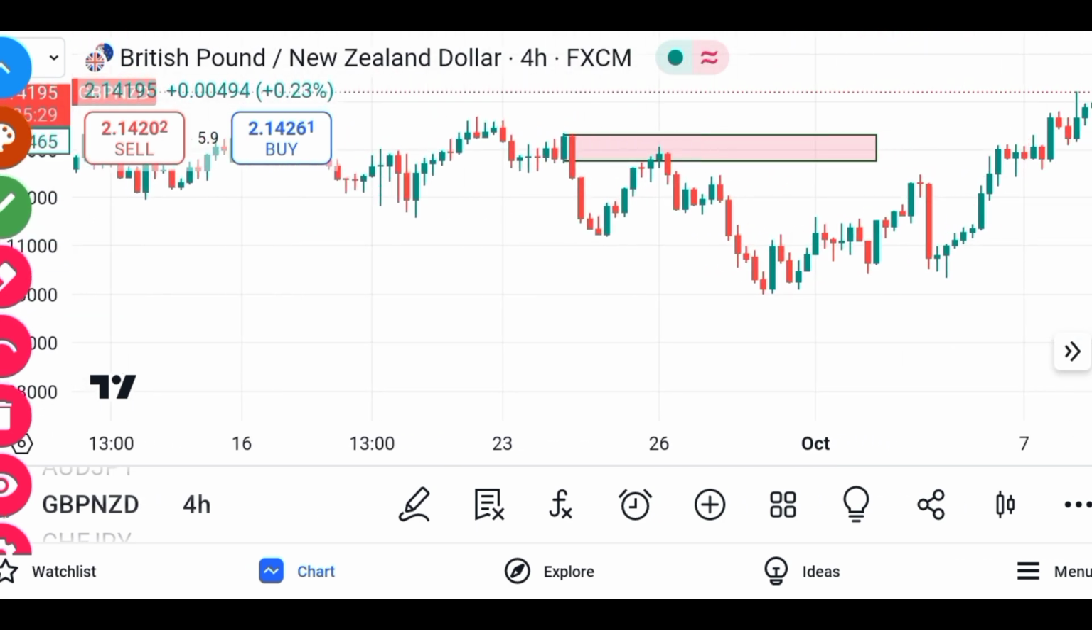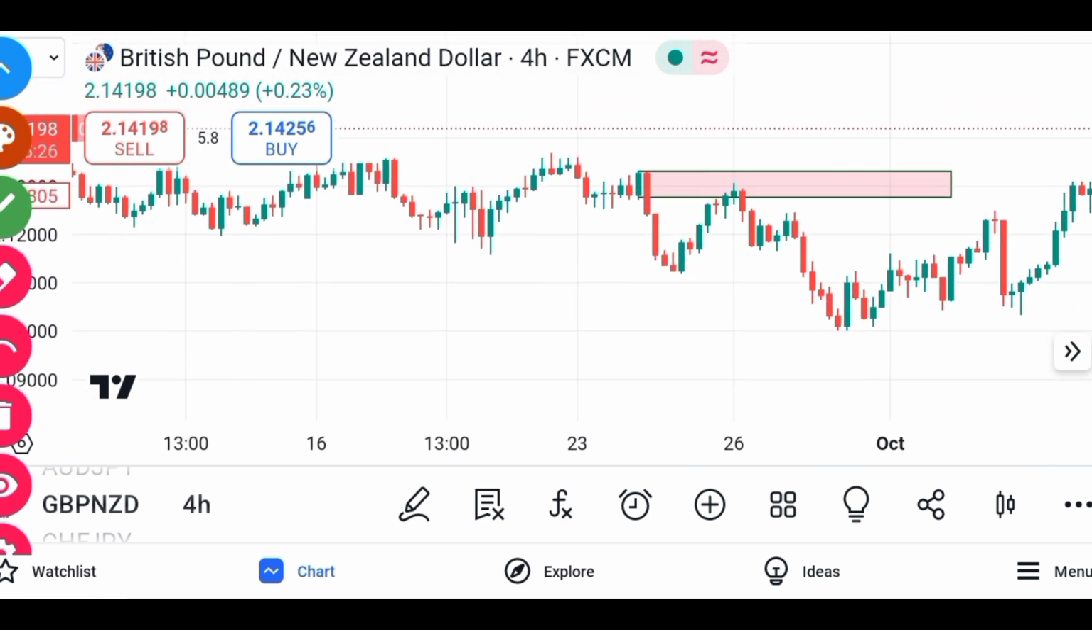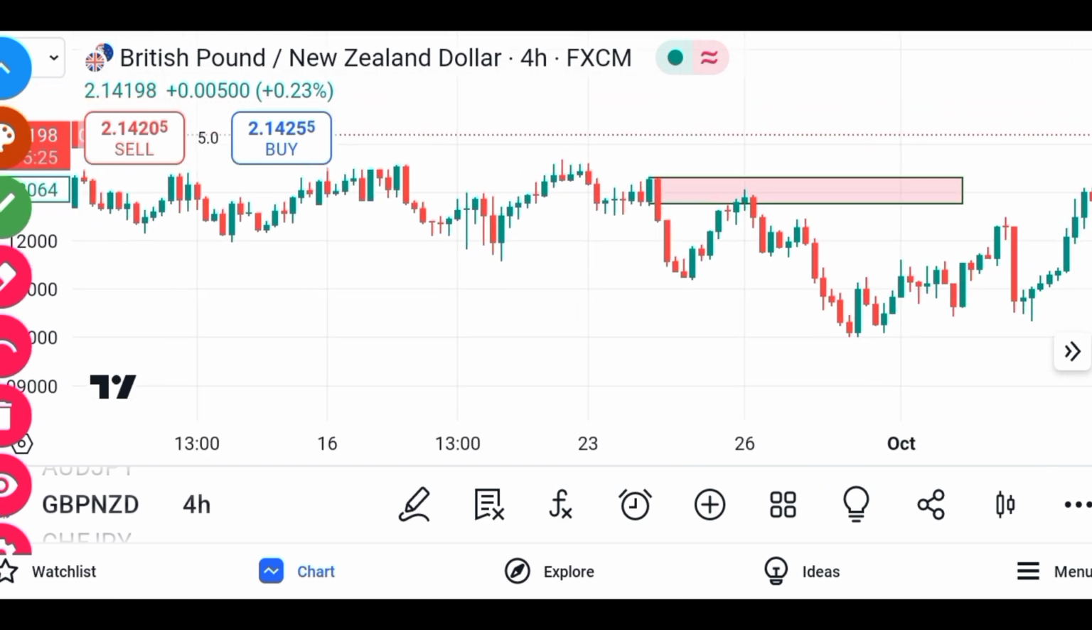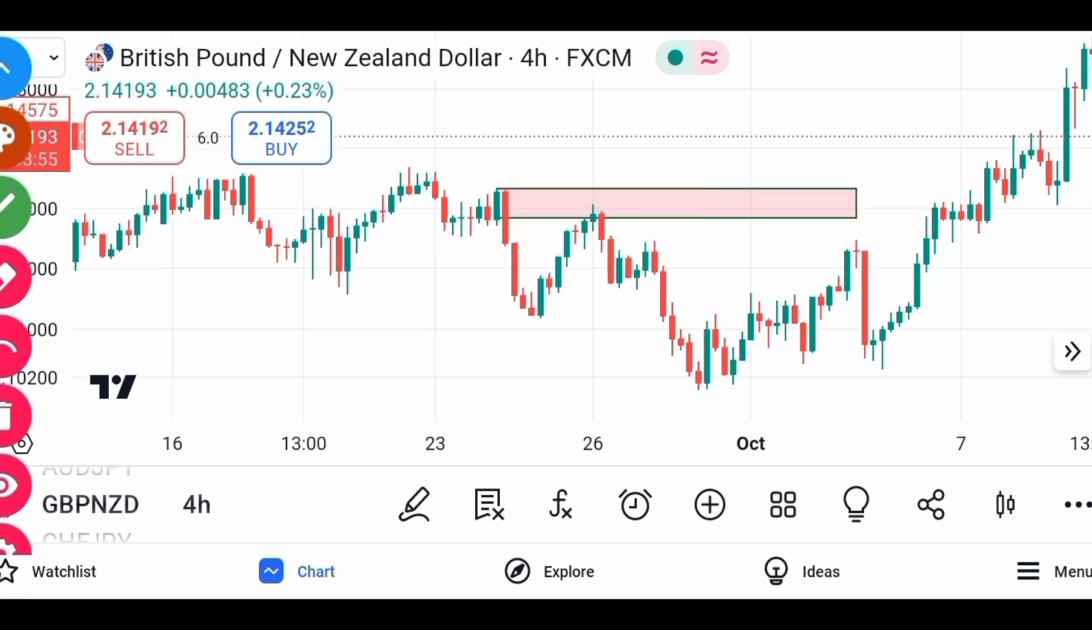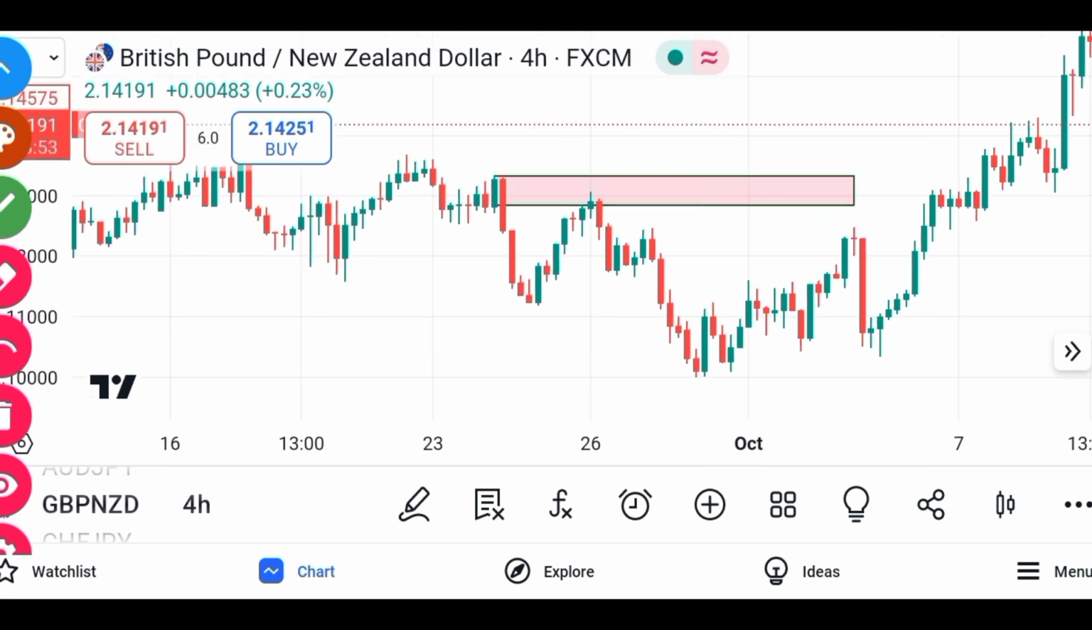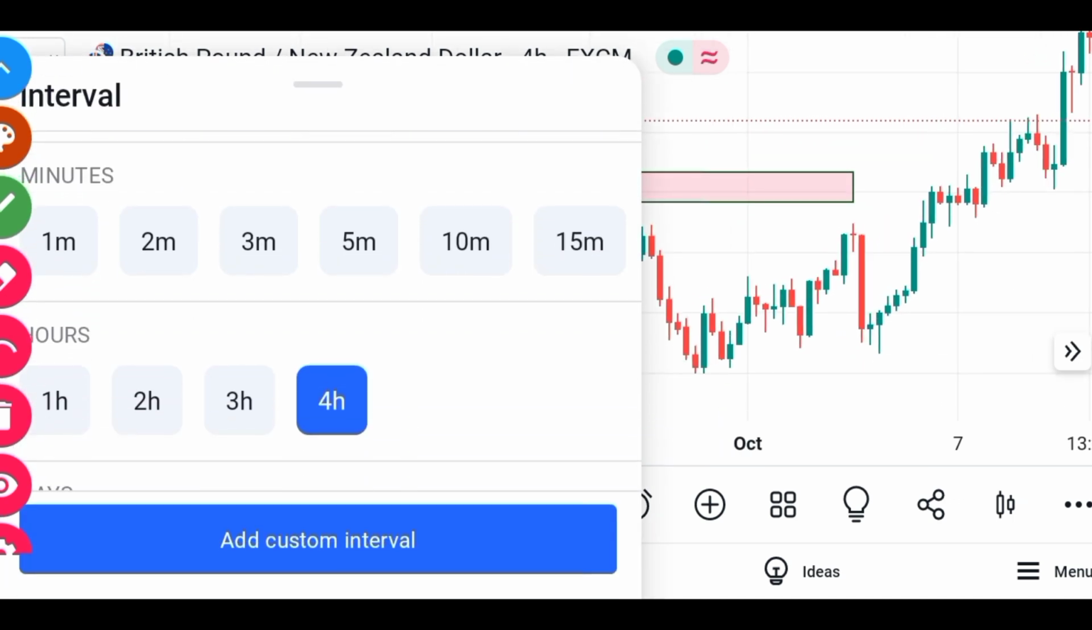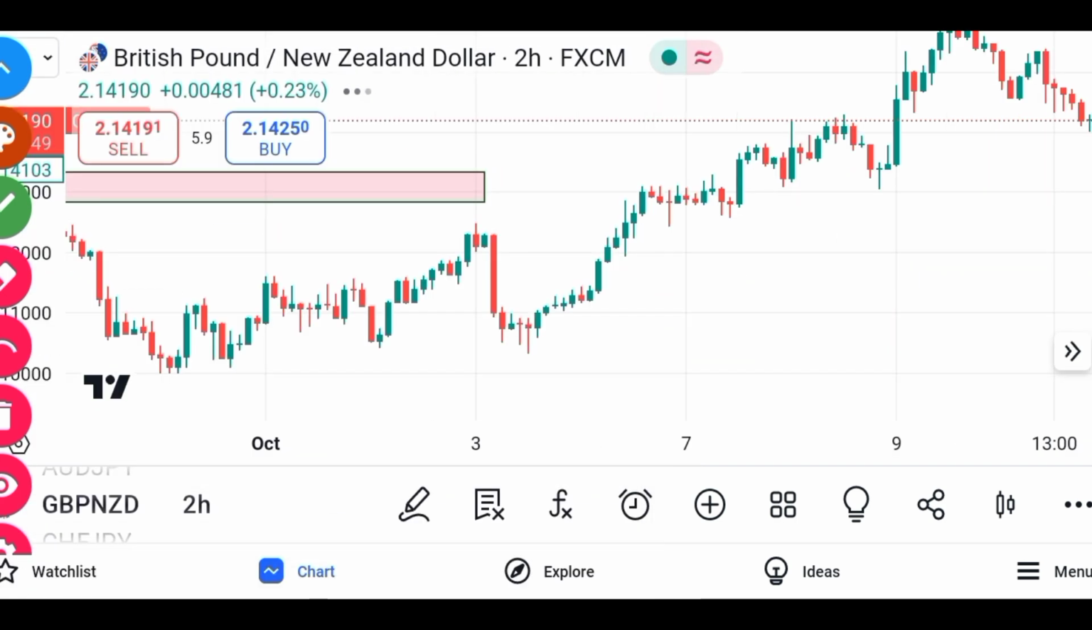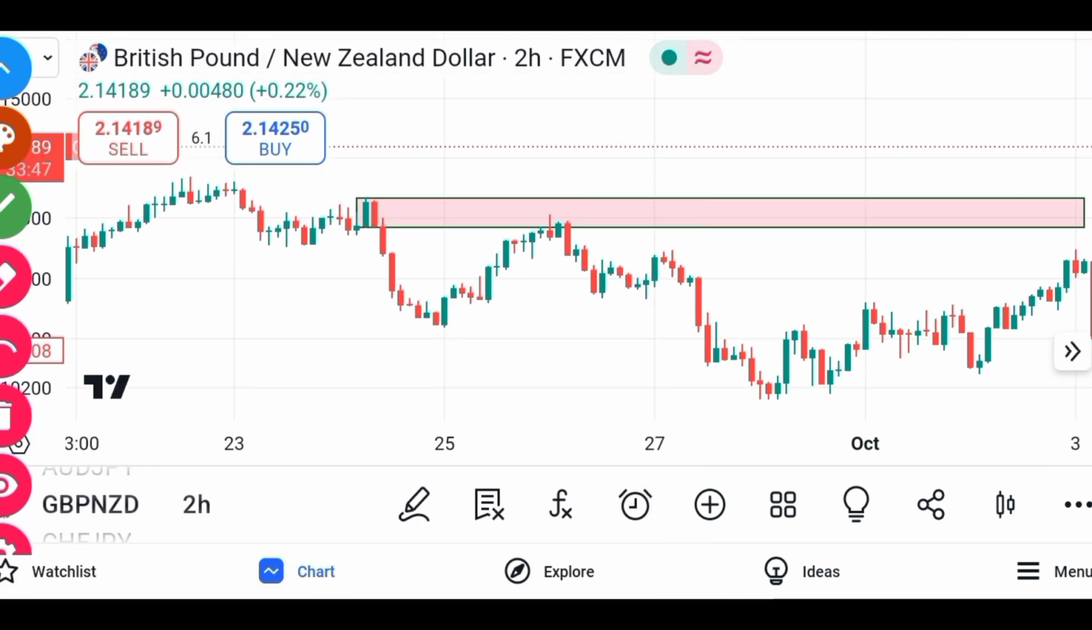Okay, so let's look at this example. Why did this order block here actually work? I believe you can already see that even without me saying anything. Why did this order block work? I think this was a 2-hour order block. I drew the order block from a 2-hour time frame. So let's check out a 2-hour time frame. Why did it actually work?